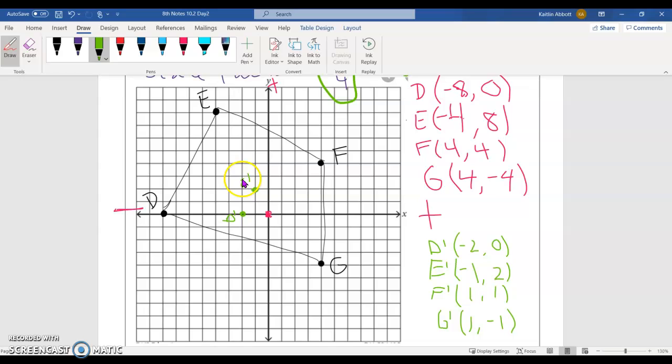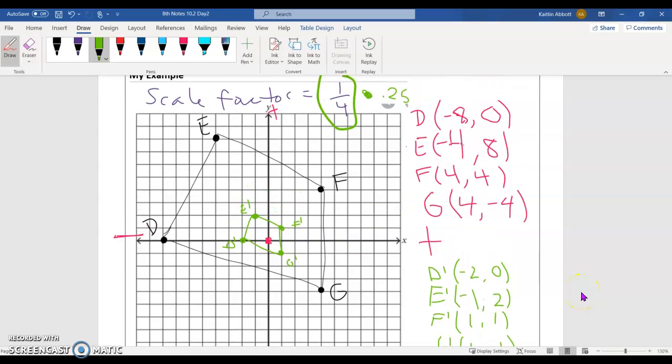E prime. So all your new dots should be in the same direction as the first dots. So F prime should be going in this direction towards F. So 1, 1, and it's going right there. So that's F prime. And G prime is +1, -1. See how it goes towards G down there. G prime. Okay, let's see if my pen will let me connect my dots. Ta-da! And there you have it. We have a shape that is 1/4 the size of our original shape.